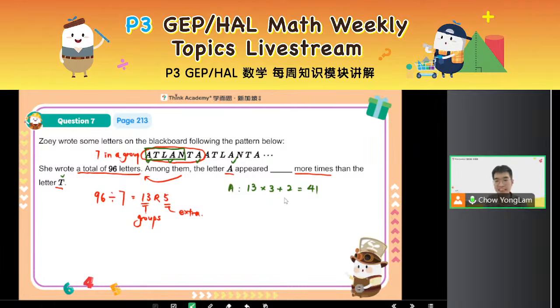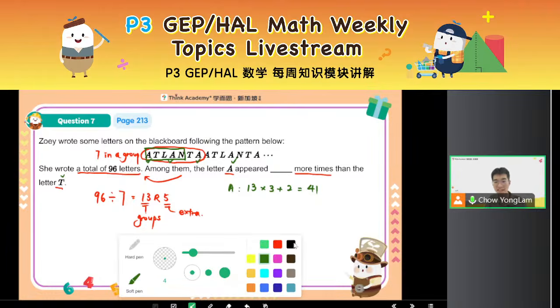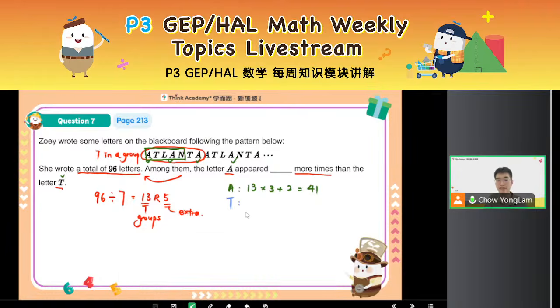But remember, the question is asking, A appeared how many more times than T? So I guess now we need to look at T, right? How many times did T appear? Now, again, we have 13 groups, right? 13 groups. Every group got how many T? Look at the full group here. Every group got 2, right? 1, 2. So 13 times 2 is the number of T's you get in the groups. But don't forget the remainder, right? This time, look at the remainder. How many more T's are there? There's one more, right? So you need to add 1. So how many T's are there?